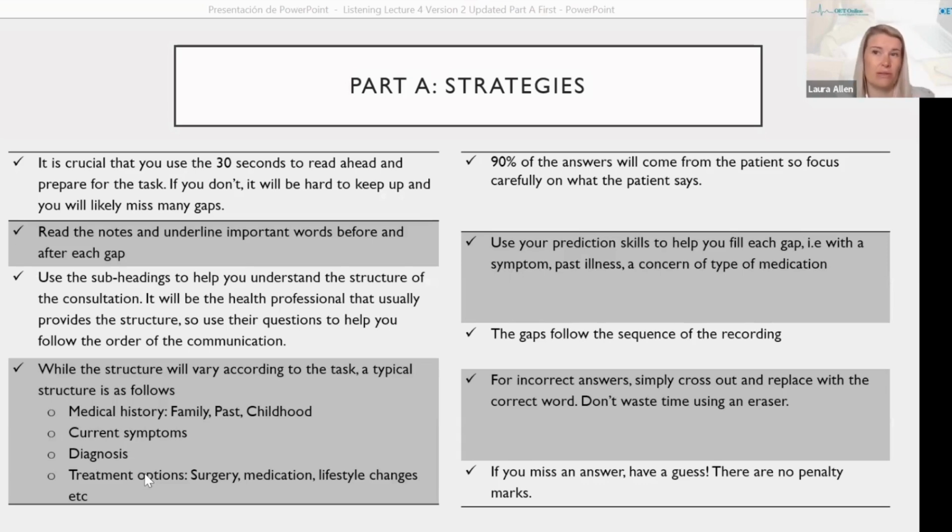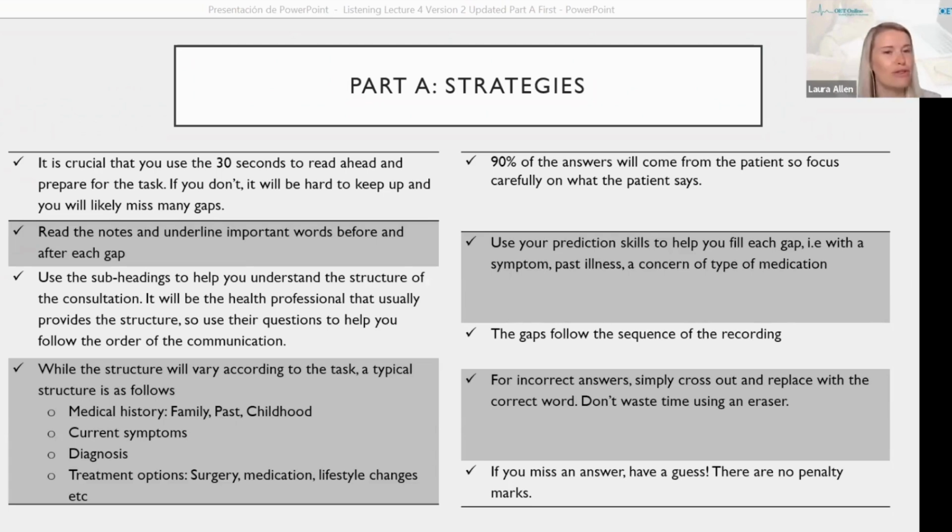So those are typical subheadings, and the audio will go in the same order as the questions, which is very useful too, right? 90% of the answers will come from the patient, so we need to be able to understand what the patient says, especially with the use of synonyms. That's got to be one of the keys, right, guys? Build up a really good synonym library, especially for part A. Even little things like, the patient might say problem, and maybe on the page it says issue. Any synonyms like that, build up that vocabulary bank, if you like.